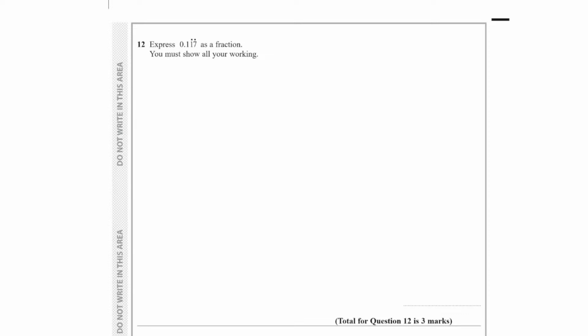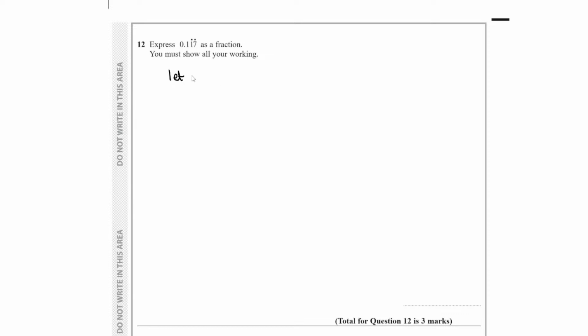Okay, question 12. This is yet another really easy question as long as you know the actual steps, as long as you obviously are just familiar with this topic. So express 0.117 recurring as a fraction. So this is converting recurring decimals to fractions. That's the topic. Really, really nice question as long as you know the method.